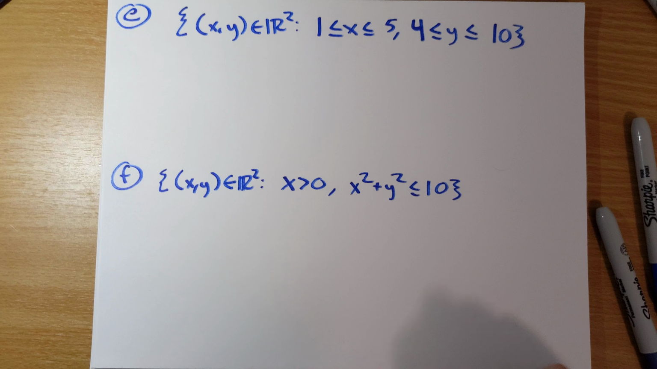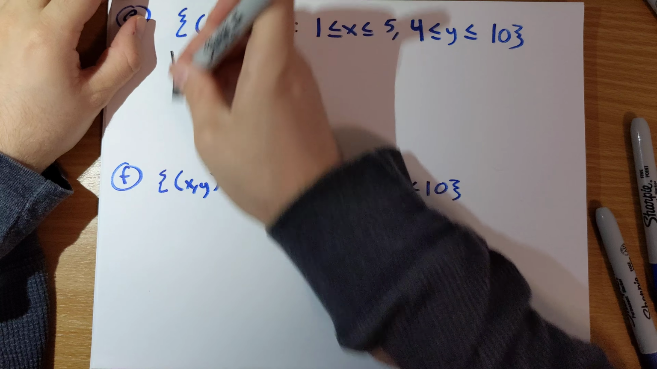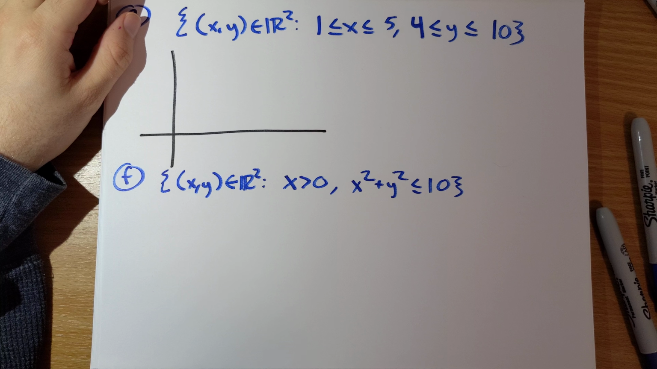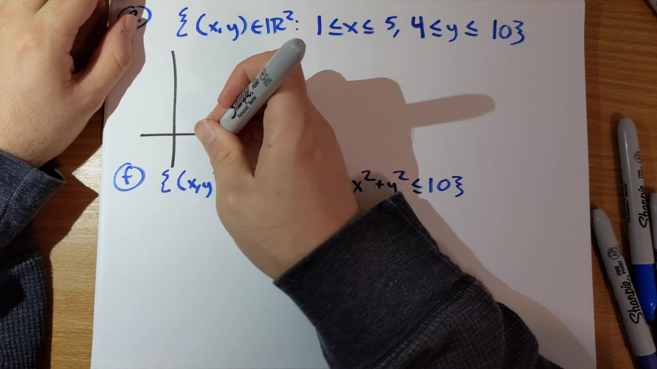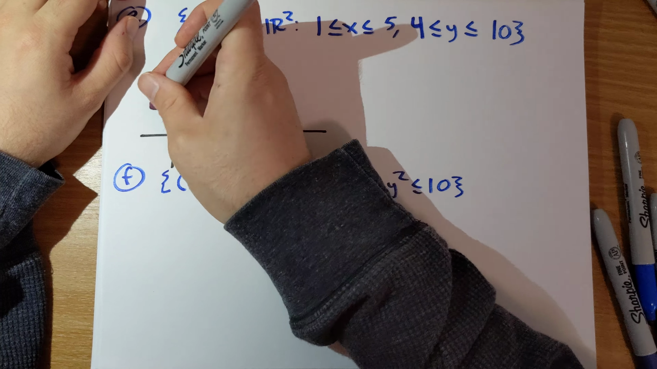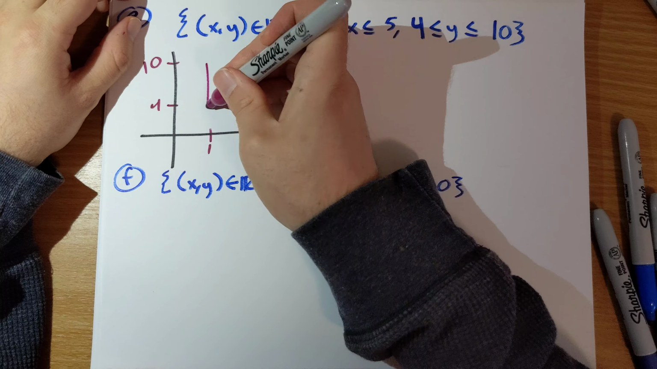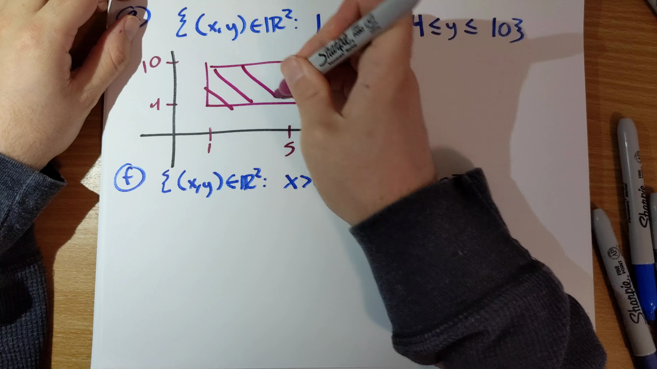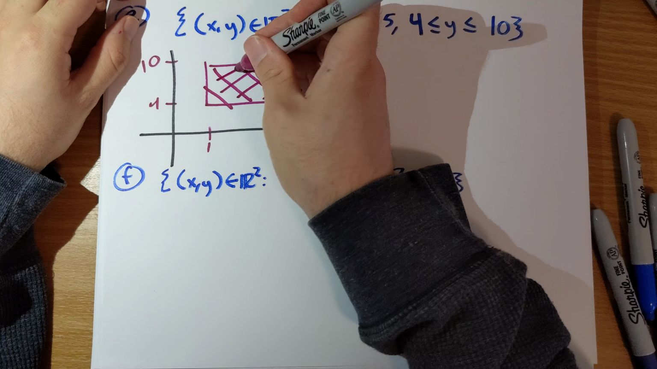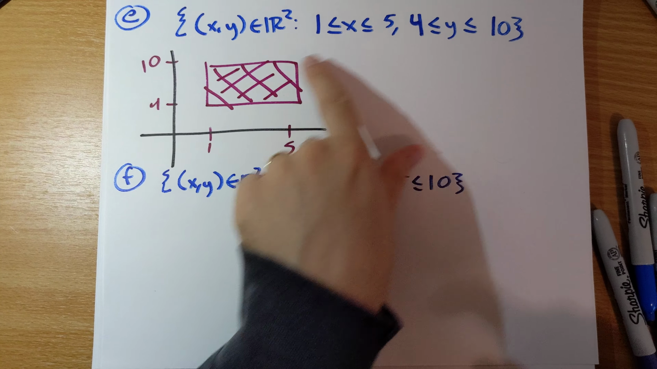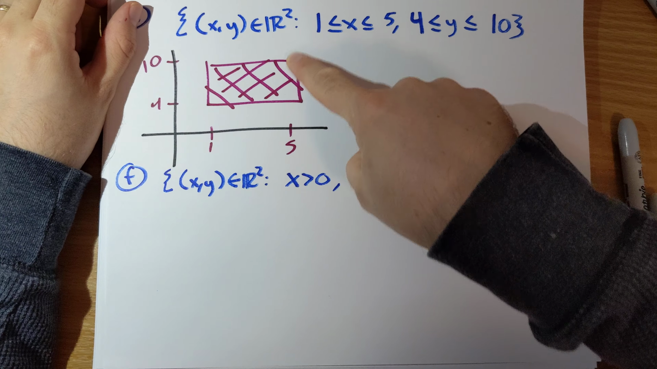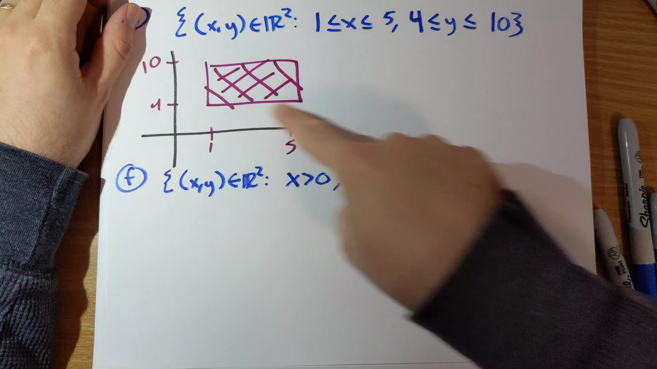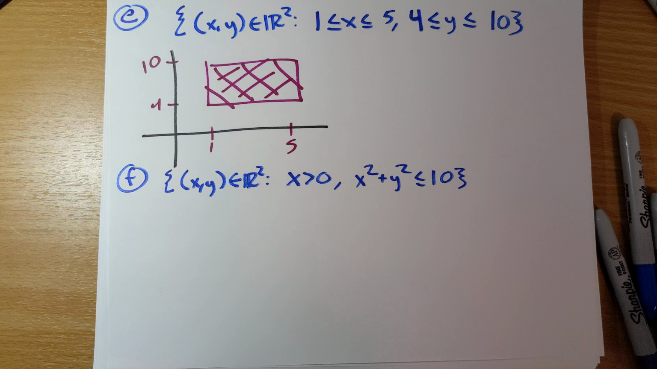Okay, next one here. x, y is in R squared such that x is between 1 and 5 inclusive, y is between 4 and 10 inclusive. So 1, 5, 4, 10. This is not to scale here, doesn't really matter. It's going to be this rectangle. And we are including all four sides here because of the inequalities.